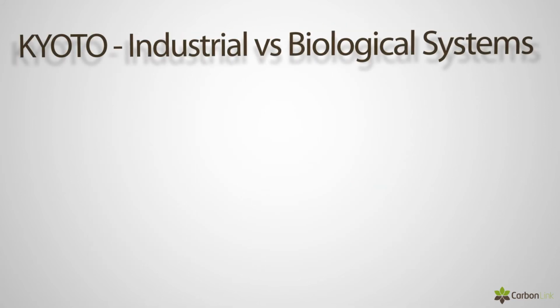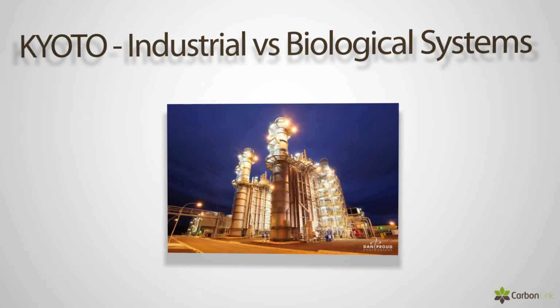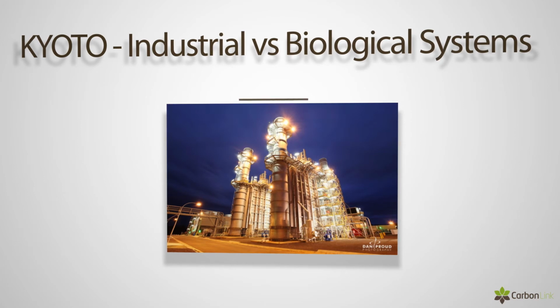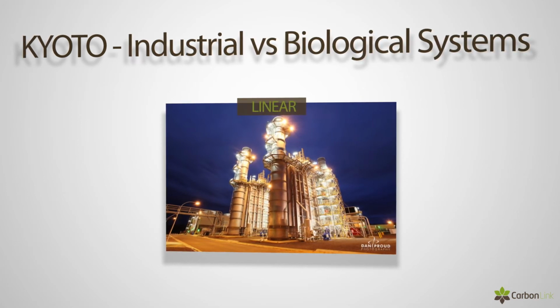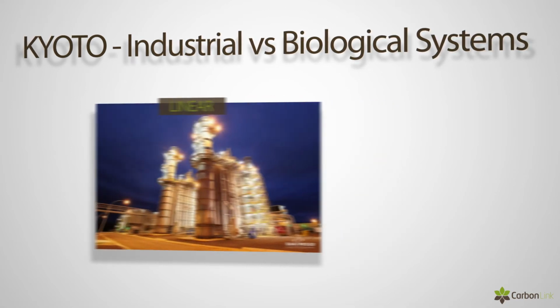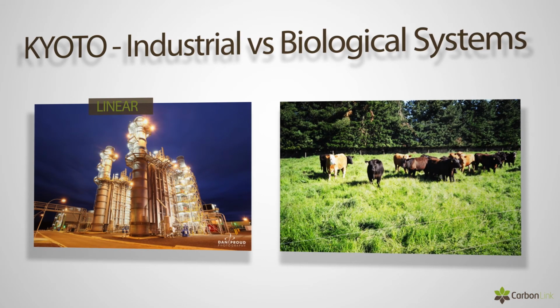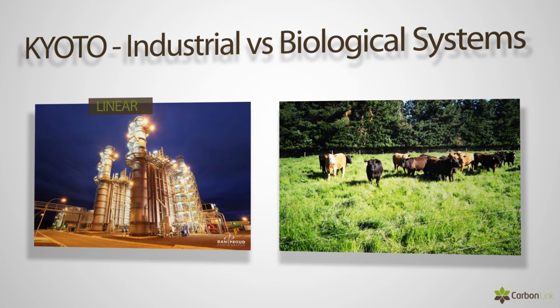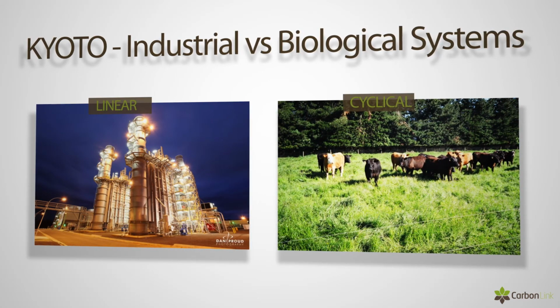The problem for agriculture when it comes to carbon trading is that the Kyoto system is based on a linear approach to carbon. That is, we take carbon out of the soil, we put it through some sort of machinery, and we pump some CO2 into the atmosphere. When we move into biological systems, the carbon is cyclical. In other words, it operates in a carbon cycle.